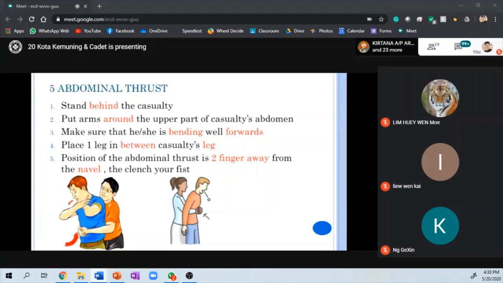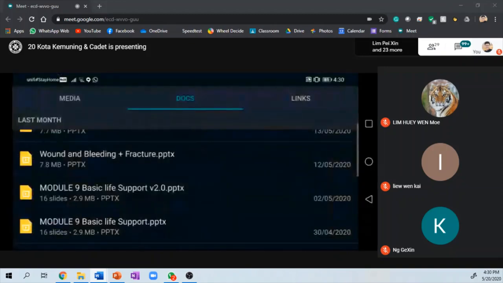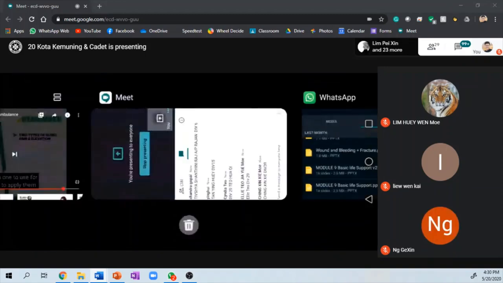Okay. Like what I said, stand behind the casualty. Put the arms around the upper part of the casualty's abdomen, make sure the bending is good for us. Yeah, ask the casualty to bend a bit. Yeah, one leg between the two legs. The casualty's legs, not the legs, sorry. And then, okay, abdominal thrust, I think I need to show you all my hand again. Sorry.